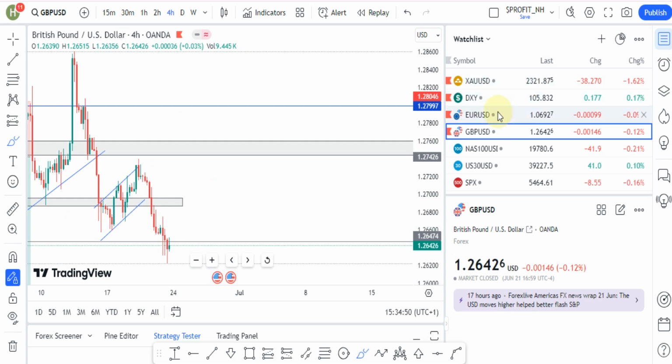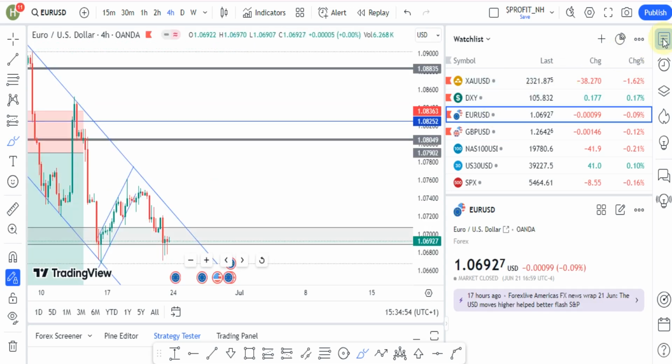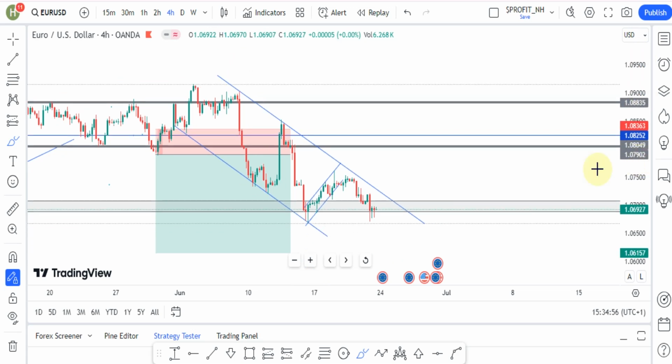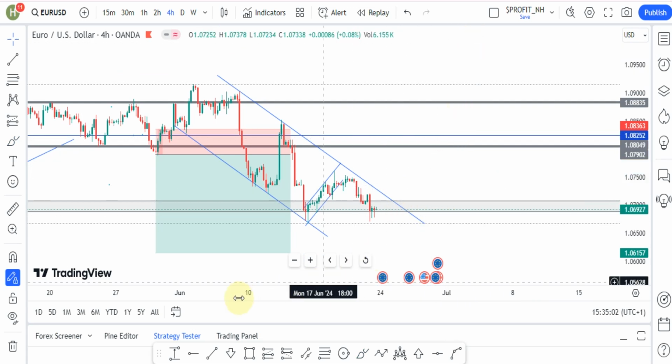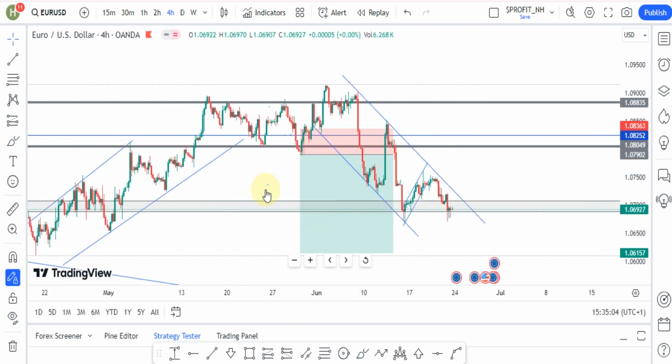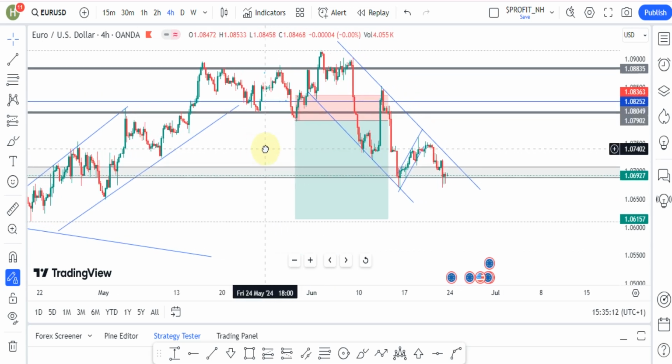Let me go to the EURUSD real quick and try to see what the EURUSD is doing again. And as you can see already, the EURUSD again is on a downtrend. We were on a consolidation at this point. This market was on an uptrend at this point. Then after that uptrend, we had a consolidation at this point, whereby we see this market reacted around this area quite some time.